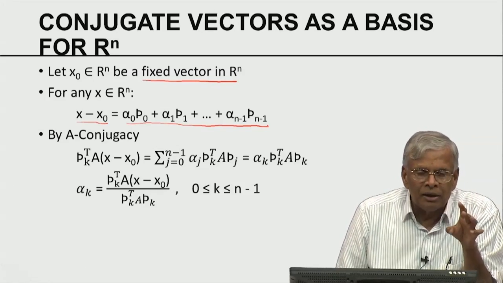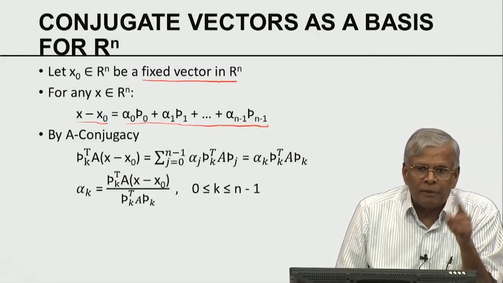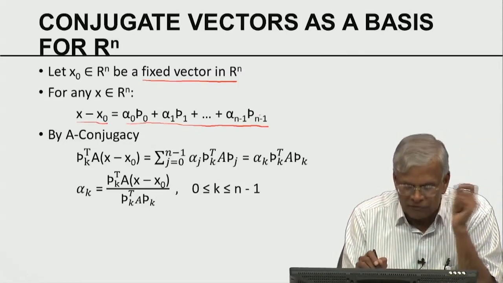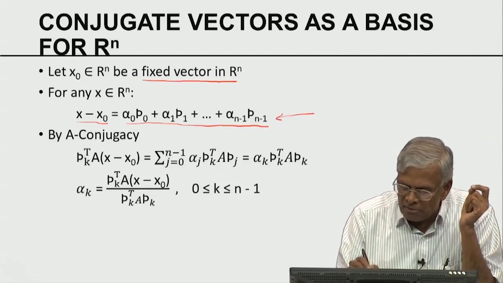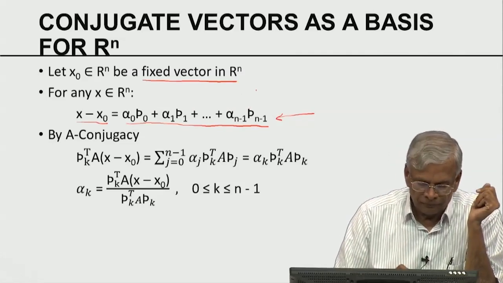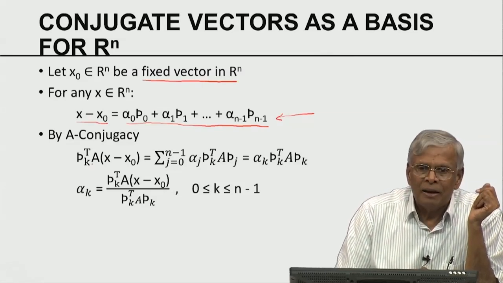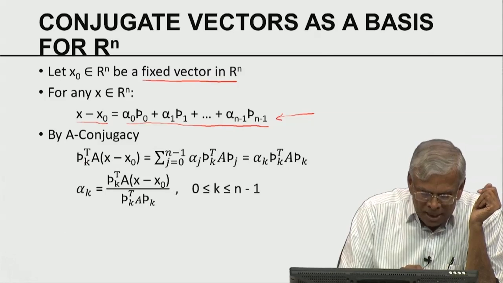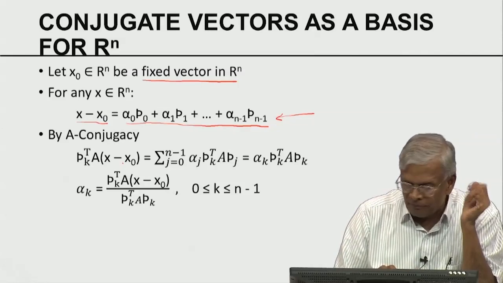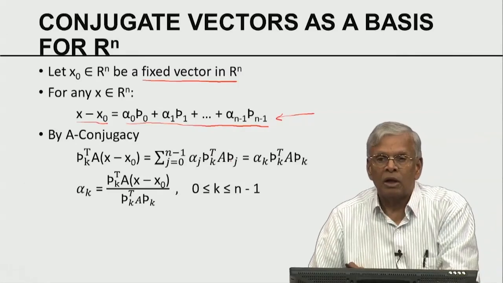So, I am going to build on that result that A conjugacy implies linear independence. If they are linearly independent, any arbitrary vector can be expressed as a linear combination of A conjugate vectors, and that is what this statement is all about. An arbitrary vector is expressed as a linear combination of conjugate vectors. By A conjugacy, I can multiply both sides by A, and I can multiply both sides by p k transpose. So p k transpose A of x minus x naught is equal to the sum of alpha j times p k transpose A p j.